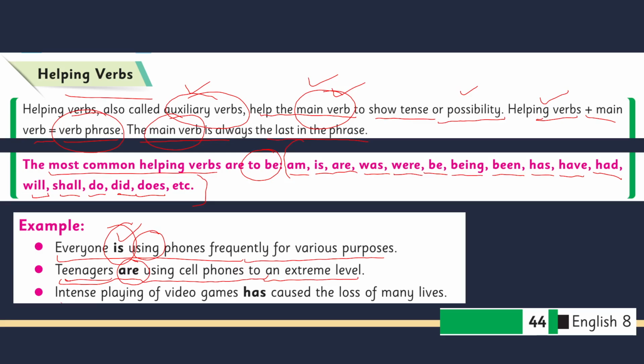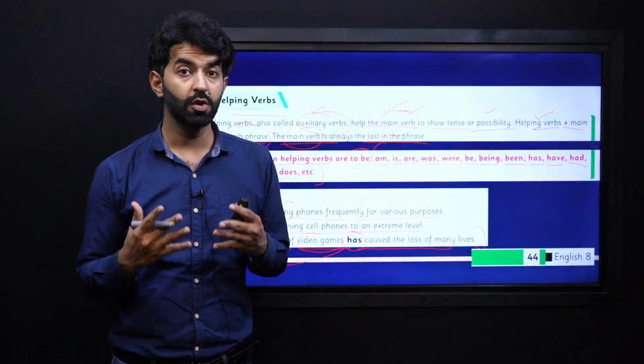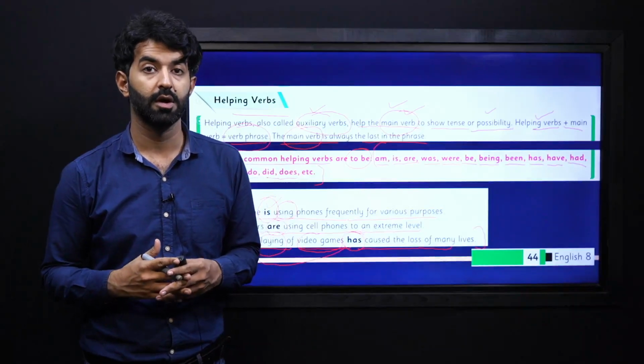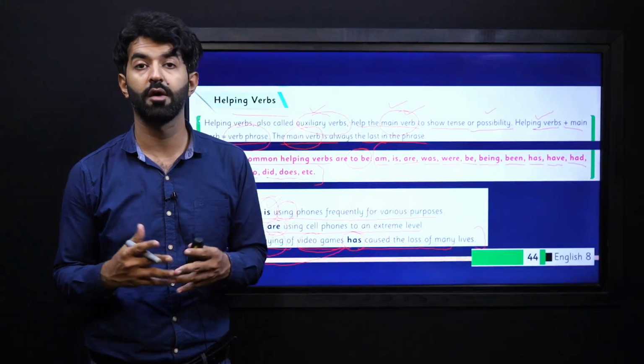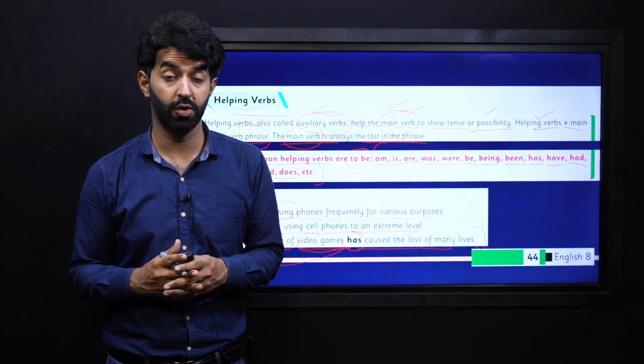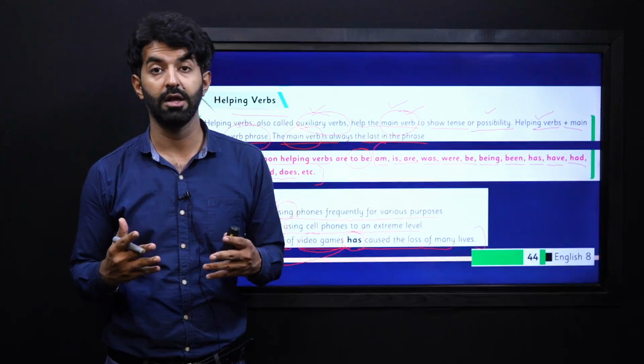Next one is intense playing of video games has caused the loss of many lives. Now, again, our helping verb, which is helping our main verb over here, is has. Not have, because we are dealing with a single activity, which is about playing games. So you can clearly see that all these helping verbs, all of them that are mentioned over here, they are very important. You need to learn how you can use them accordingly without any error or mistake.